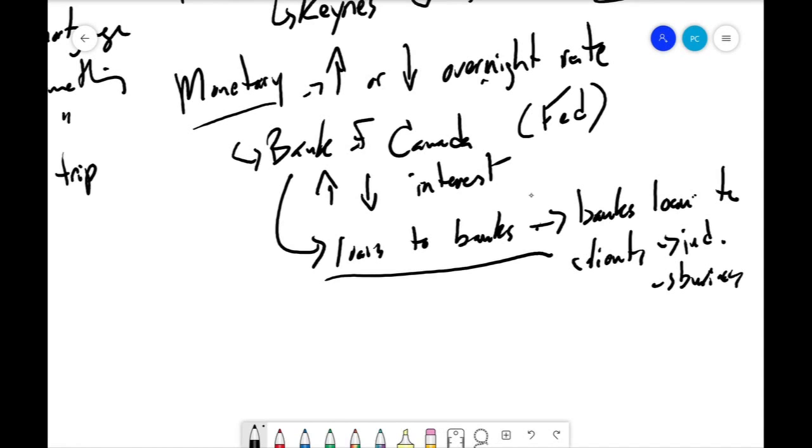Okay, so in theory, I'm just going to do bus, that's business. So in theory, when the Bank of Canada lowers the interest rate, that means that money should be cheaper because the bank is spending less here and therefore should be able to offer more competitive rates here. That's the idea behind monetary policy.